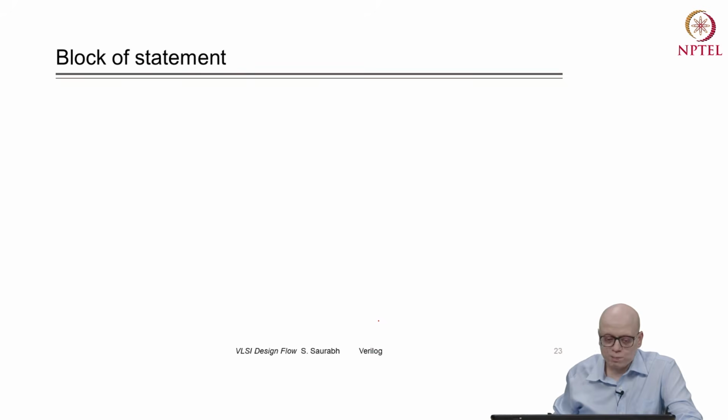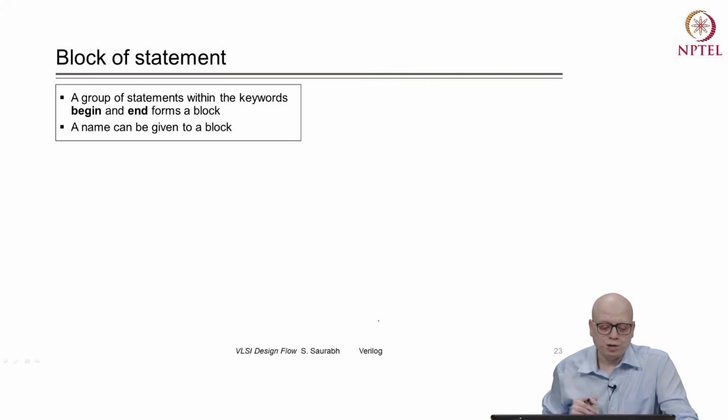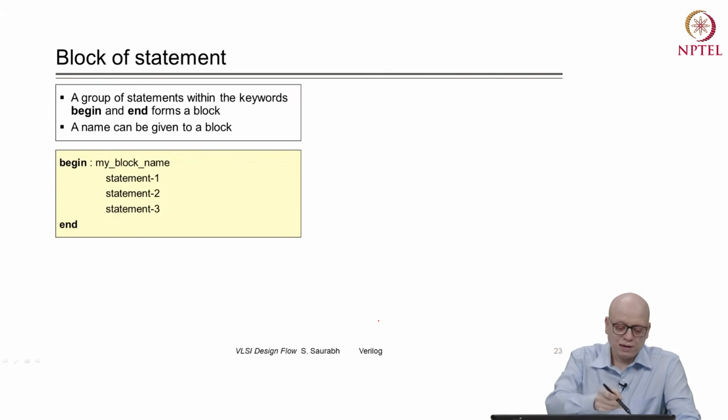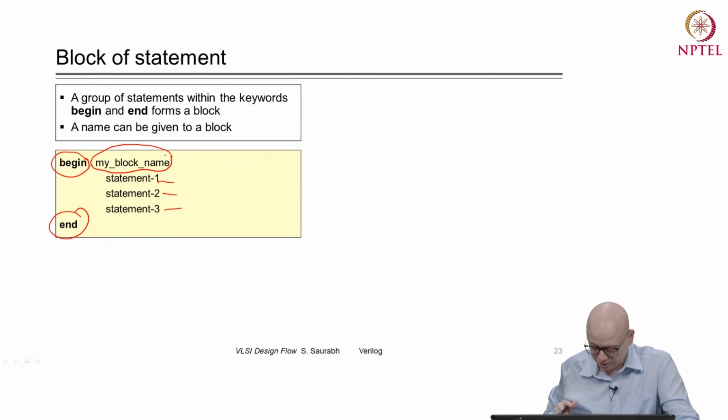Now, let us look into the block of statements. A group of statements within the keywords begin and end forms a block, and we can also give a name to a block. For example, if we say begin and end, we have these statements. So, this is a block of statements. Optionally, we can give it a name, my block name in this case.